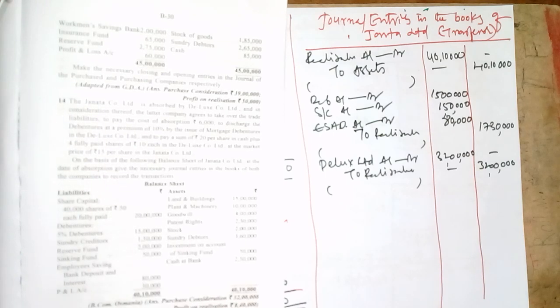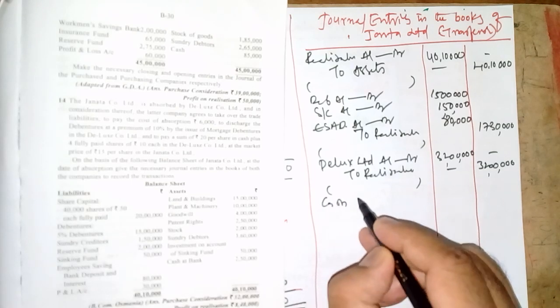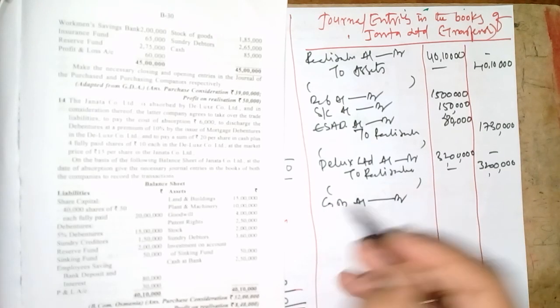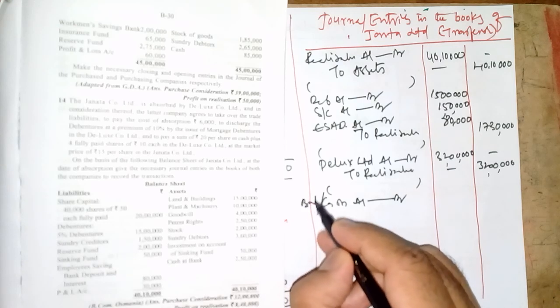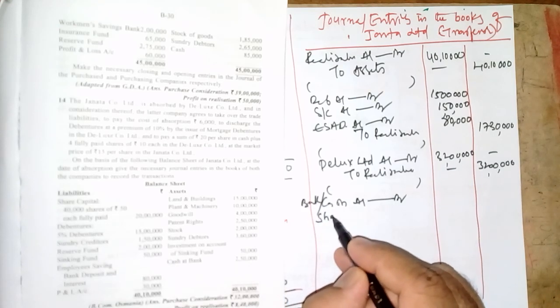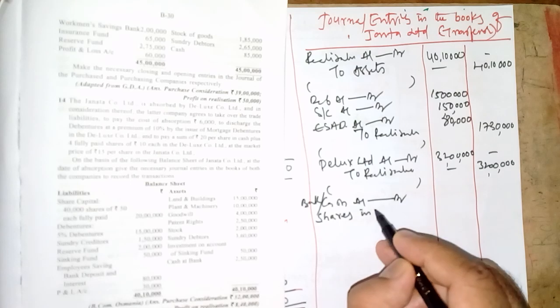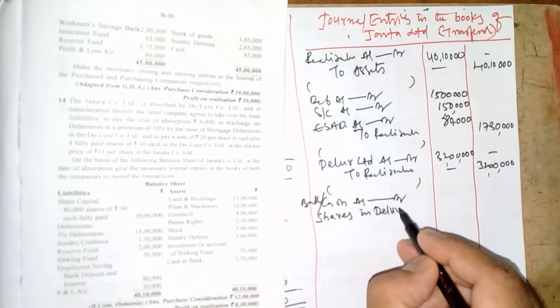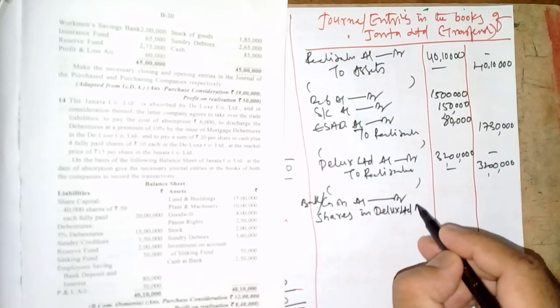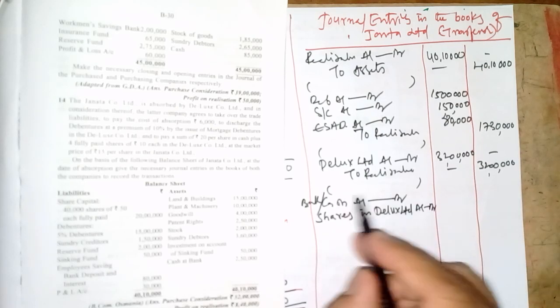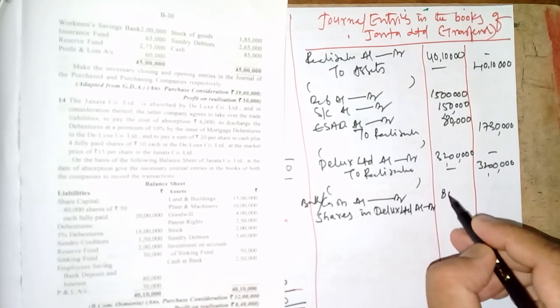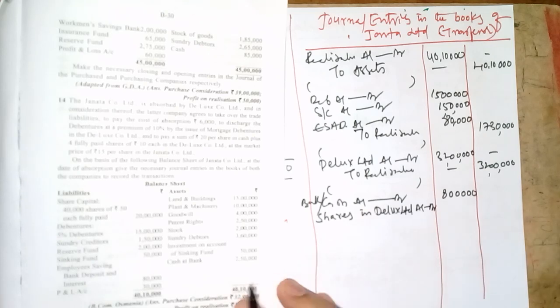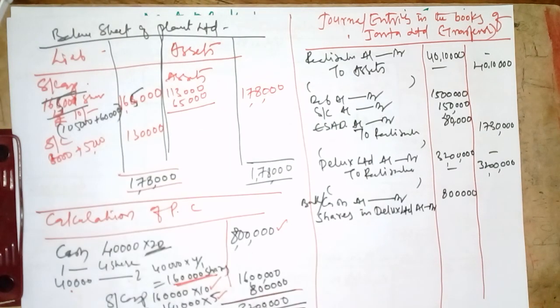Done. Once this is done, the next entry is PC receiving entry. How are we receiving? In the form of cash. So cash account debit, cash or bank, anything, and shares in Deluxe Limited account debit. So cash account debit, how much cash? 8 lakhs we are receiving in the form of cash. Just now we calculated in the process of PC calculation, you can observe 8 lakhs.